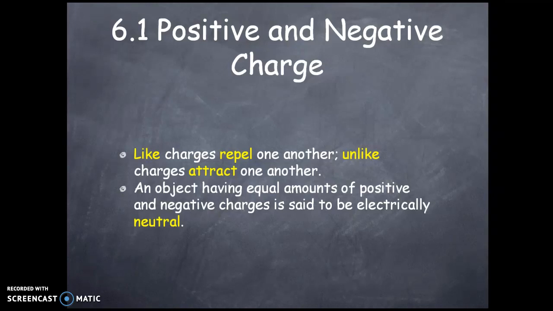Like charges repel and unlike charges attract. In other words, the positive and negative charges attract each other, and the positive charges repel each other and negative charges repel each other. An object having equal amounts of positive and negative charges is said to be electrically neutral. So the whole material which has an equal number of positive and negative charges, they neutralize each other and the whole particle or atom will become a neutral charged particle or entity.